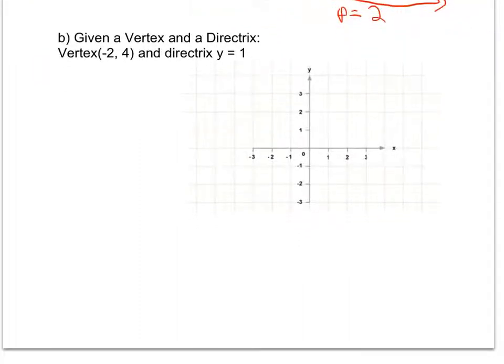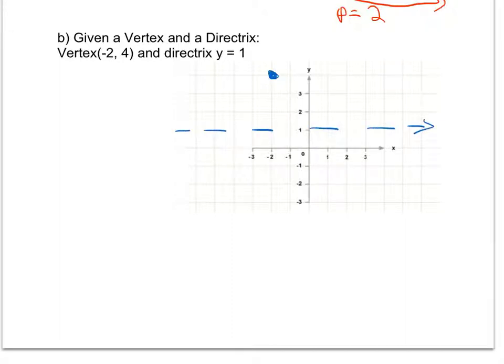So in example 1, I was given a vertex and a focus. Now I'm given a vertex and a directrix. So I'm going to start by graphing out what I'm given to see if that helps me out a little bit, because I need my vertex, I need my p-value, and as I stated before, I also need my orientation. So my vertex is at -2, 4. So back to up 4. There's my vertex. My directrix, or my line, is at the line y equals 1. So my directrix will be right here.